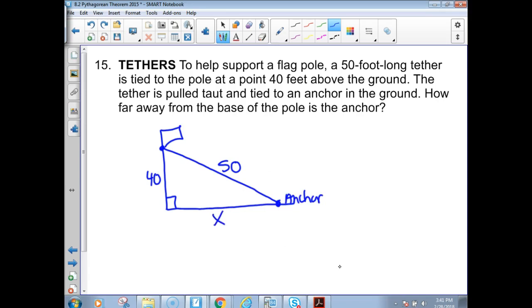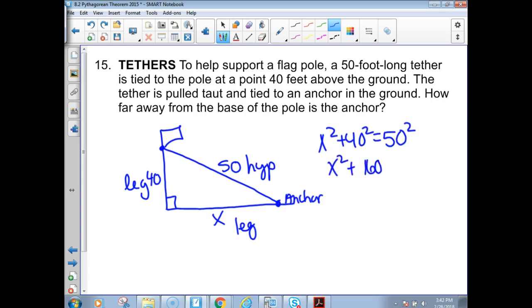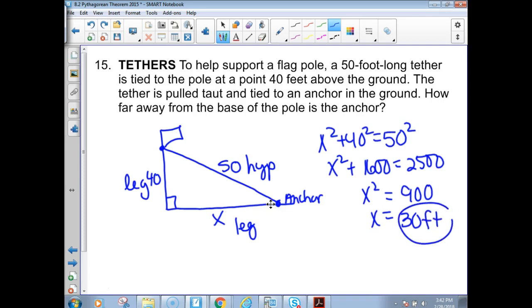So we put an x down here on the ground. 40 is a leg, x is a leg, and the 50 is the hypotenuse. So x squared plus 40 squared equals 50 squared. 40 squared is 1600. 50 squared is 2500. Subtracting 1600 from both sides gives us 900. Then take the square root and we get 30. So it's going to be 30 feet from the anchor to the base of the flagpole.